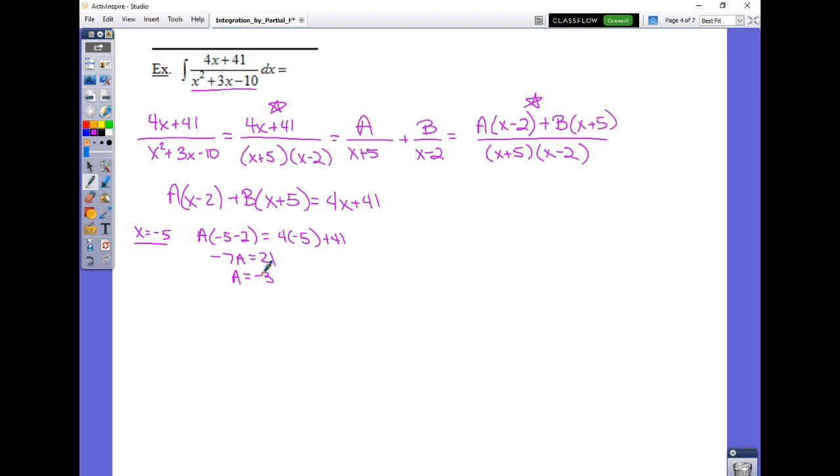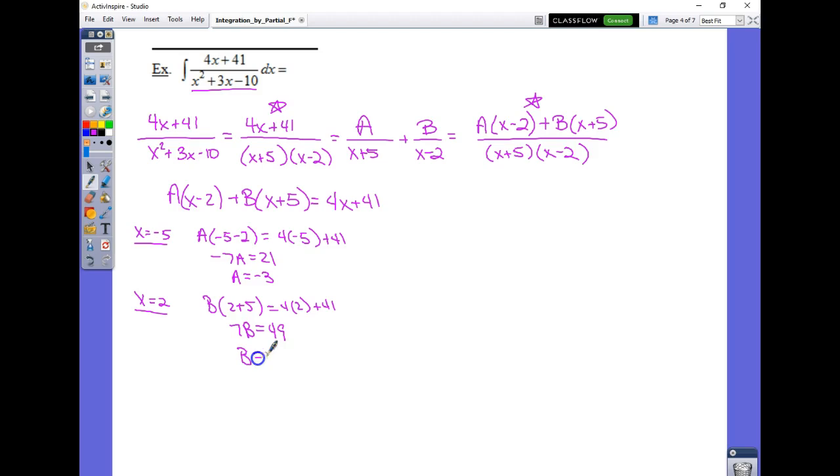We can do the same thing for B by setting x equal to 2, with the intention of making the A term disappear. When we do that, we get B times 2 plus 5 equals 4 times 2 plus 41, or 7B is 49.